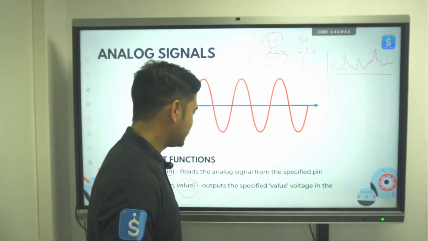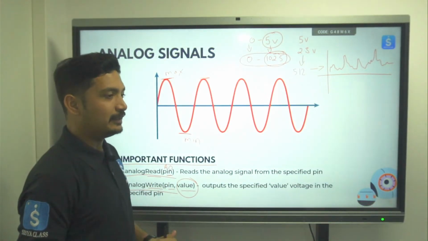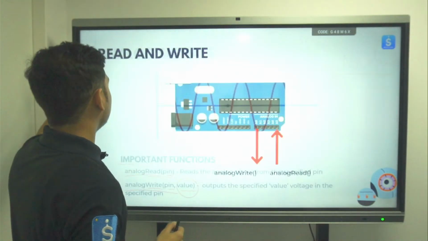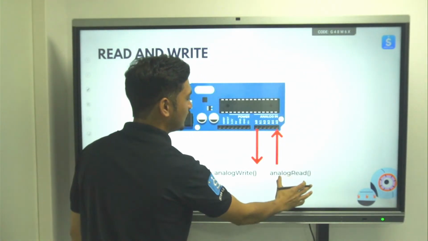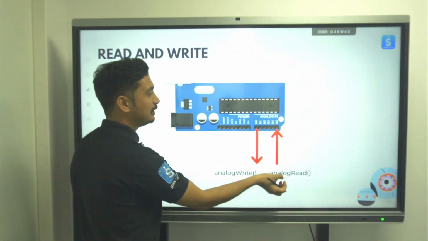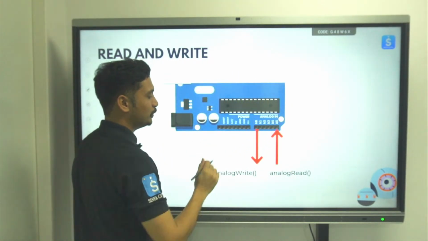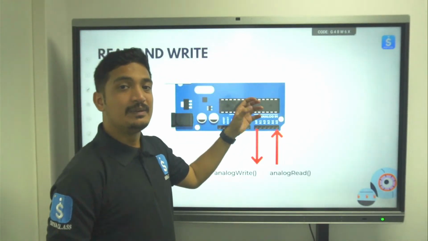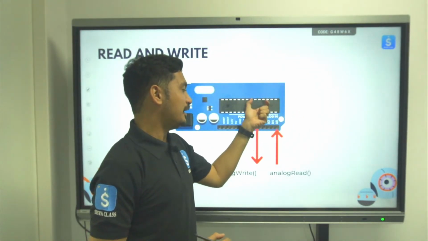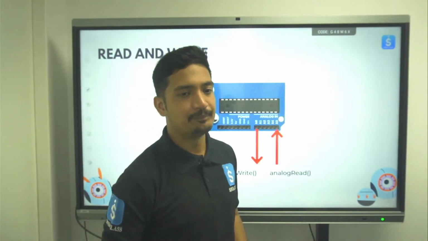So that's the difference between analogRead and analogWrite. Read will take the analog signal from an external source, and that will be considered as an input to the Arduino board. For analogWrite, the Arduino board will create the analog signal and send it to some external component or external device.